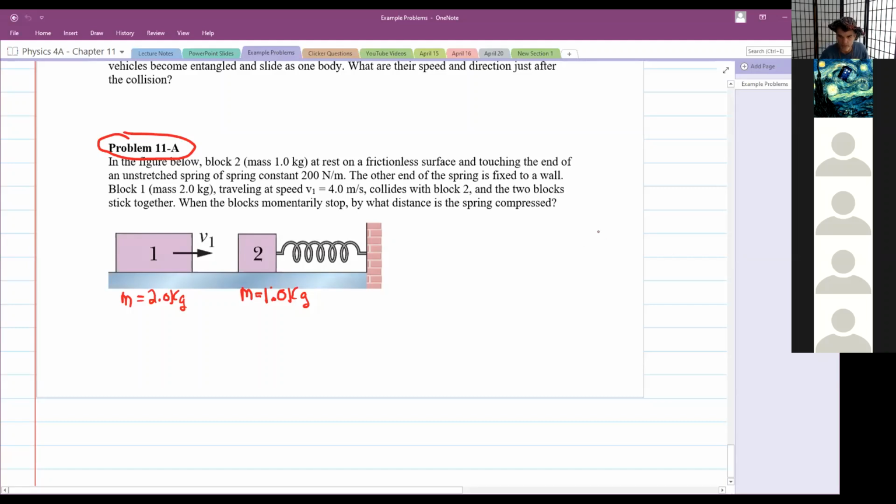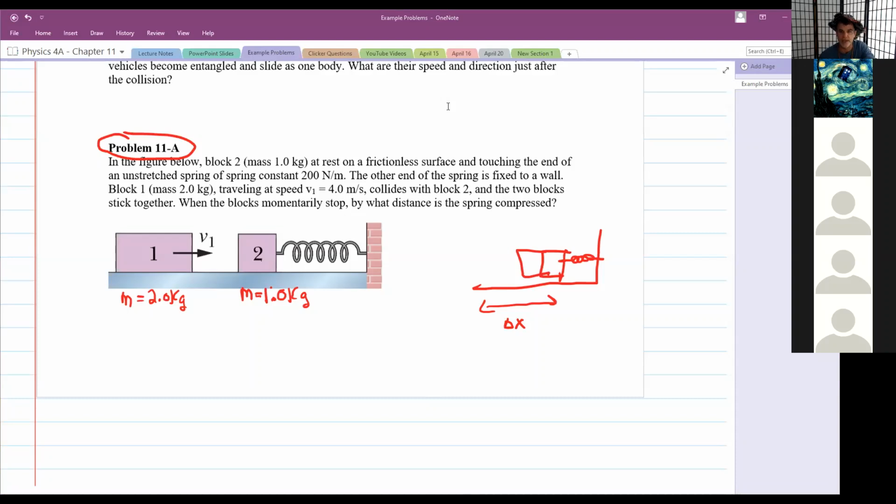So after this collision, these boxes stick together and they're going to compress the spring some distance delta x. The question is, what is that distance? And actually, here's the question I have for you. And I want to see if I can do this as a poll. Let's do a yes or no poll.